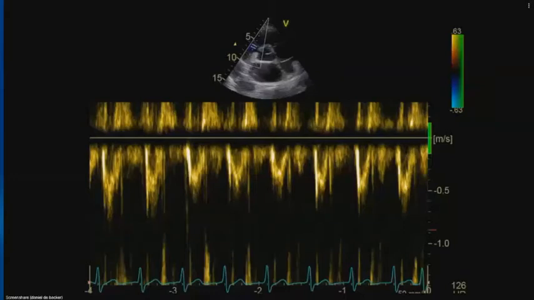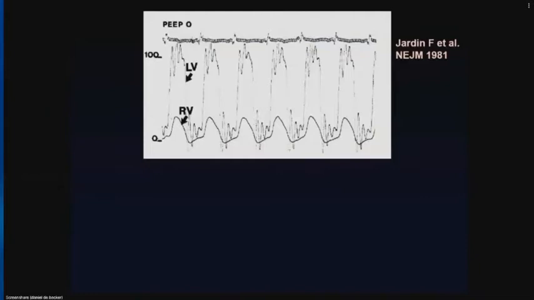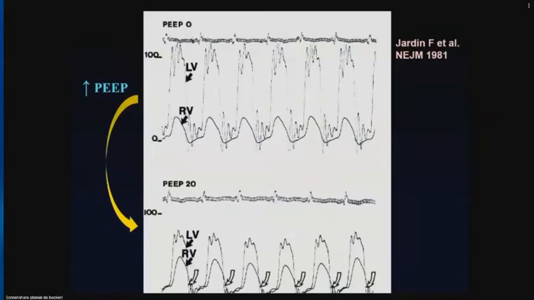This was also nicely demonstrated by invasive measurements in the 80s by François Jardin, who showed that indeed here we have the left ventricular pressure, the right ventricular pressure. They applied elevated PEEP in these patients with ARDS, increasing from 0 to 20. And we can see not only a decrease in the left ventricular pressure, but also at the end of the systole, the pressure in the right ventricle is higher than the pressure in the left ventricle, inducing this paradoxical septal movement.